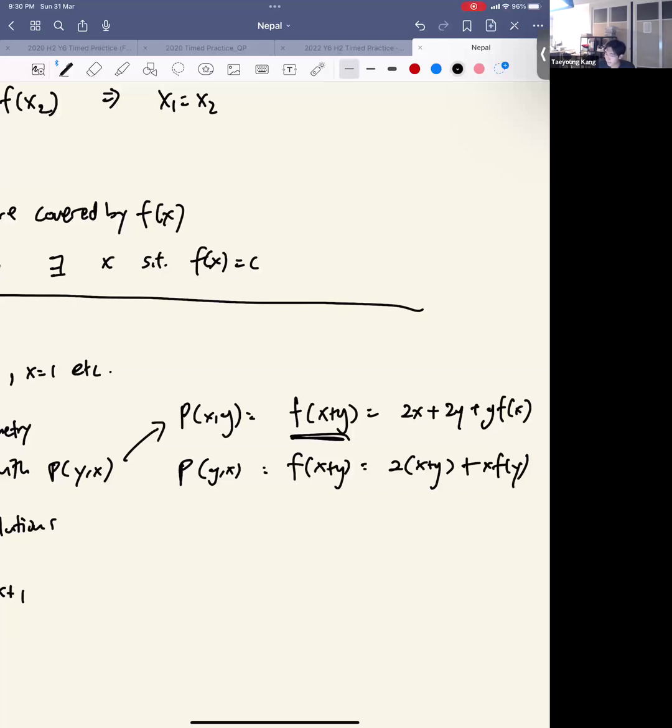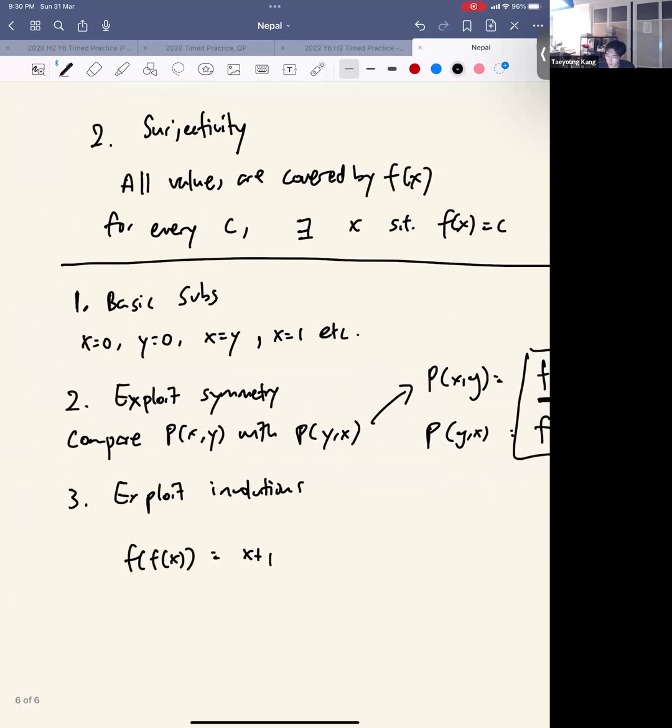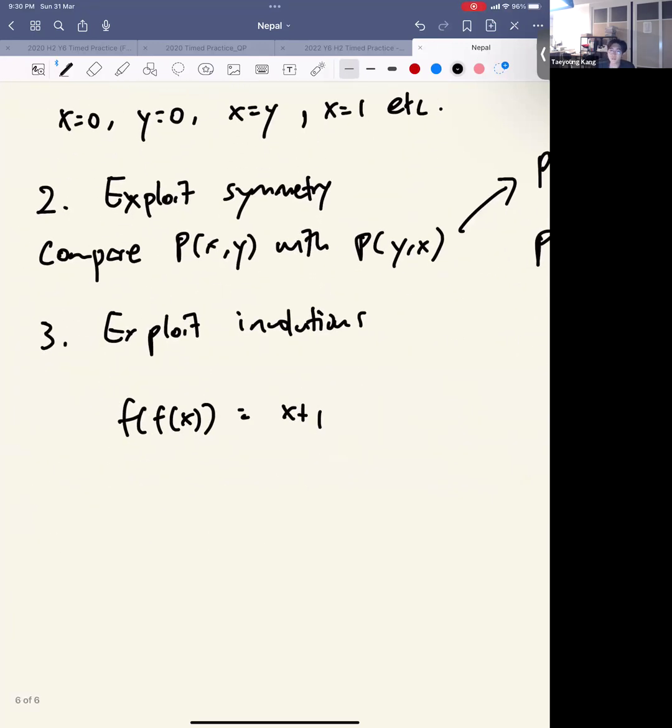So by exploiting symmetry, we are able to get that y f(x) equals x f(y). This is how exploiting symmetry, by flipping it, helps us get new conditions for our functional equation. The last one is about exploiting involution.